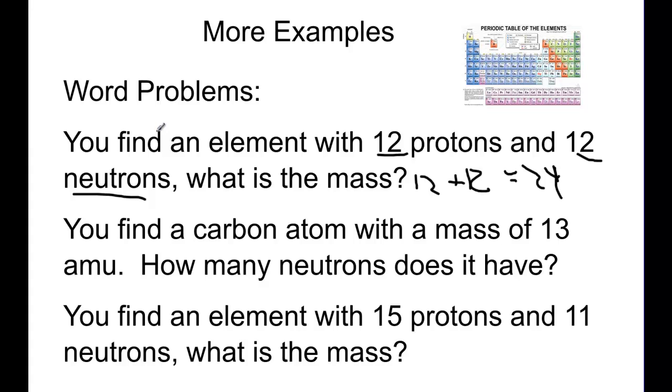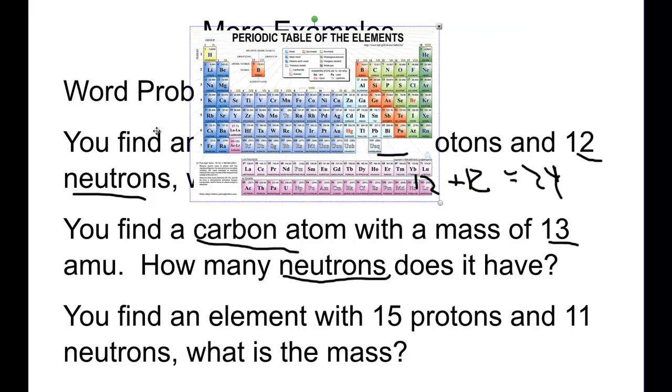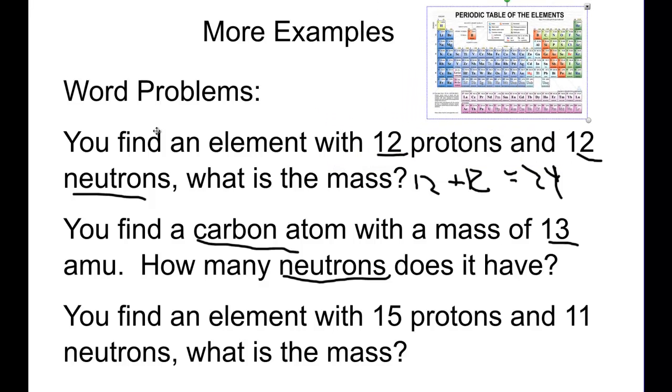All right. Here's another one. You find a carbon atom, with a mass of 13. How many neutrons does it have? Well, how many protons does carbon have? Go look and find it. I've got a periodic table here. I recommend that you pull out your periodic table and start using it. If we pull up our periodic table here, carbon has 6 as the atomic number, and it weighs 13, so how many neutrons? I think you should be able to figure that out. If not, ask about it. And then another one, you find an element with 15 protons, 11 neutrons. What's the mass? That's very similar to number 1.